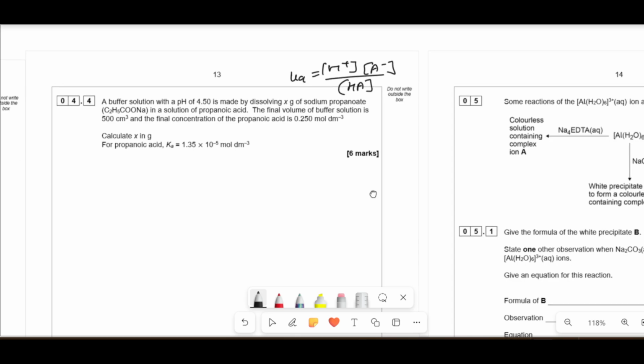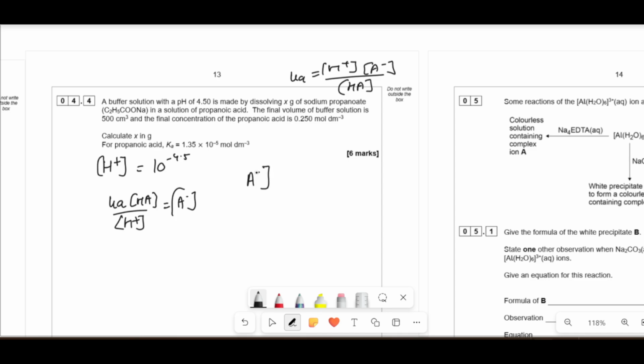So let's just work out the fundamentals first. We've got Ka, because we're using the same acid, and we can find H plus by just doing 10 to the minus 4.5. The question wants us to find X, which is the amount of salt, which is only linked to here, in this formula. So we're going to rearrange Ka, times it by HA, divide it by H plus, and that will give us the A minus concentration. All of this must have come from the salt.